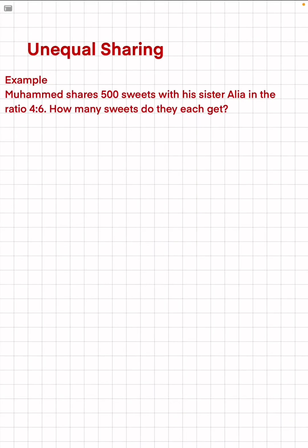In this clip, we're going to be looking at unequal sharing. Here is an example. It says Mohammed shares 500 sweets with his sister Alia in the ratio 4:6. How many sweets do they each get?